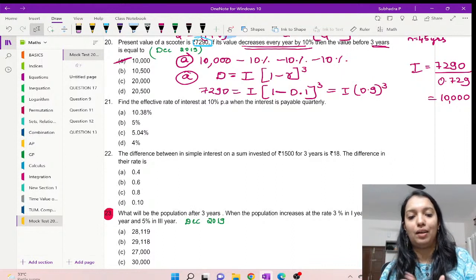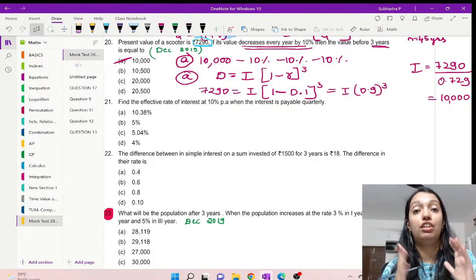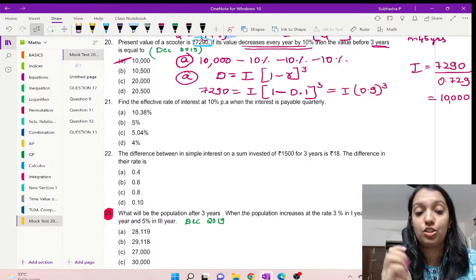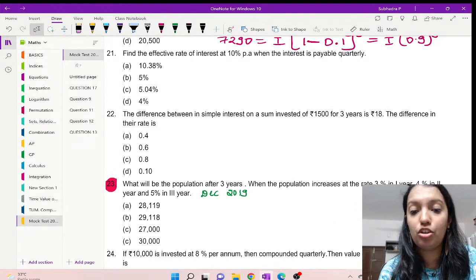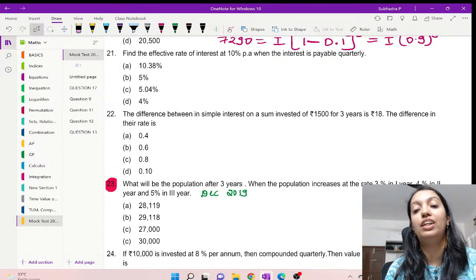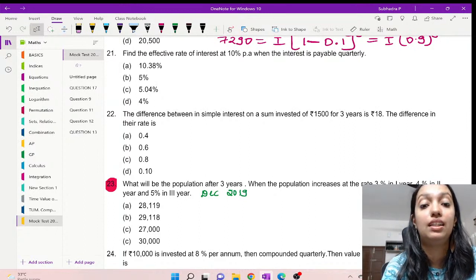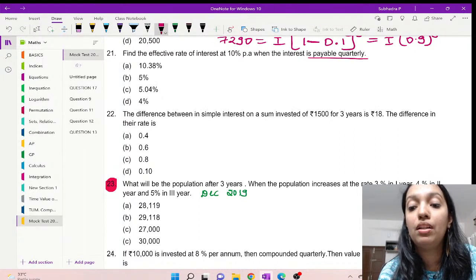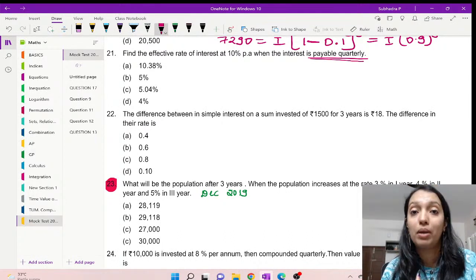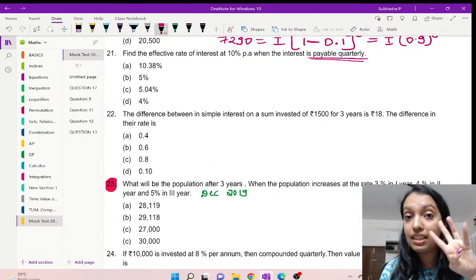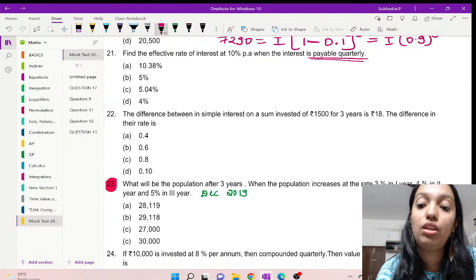Next, 21st one. Find the effective rate of interest. Do you all remember effective rate of interest? Very important from examination point of view. Find effective rate of interest at 10% per annum when interest is payable quarterly. That means in a year, how many times is the payment going to be made? Quarter means in a year 4 times. So you need to take your value of T as 4.